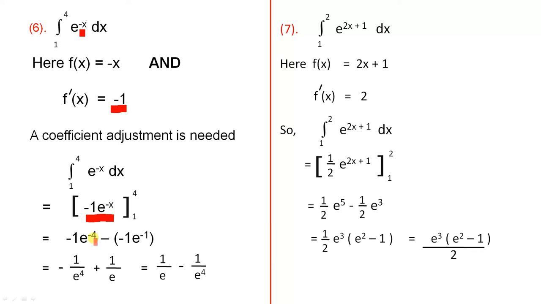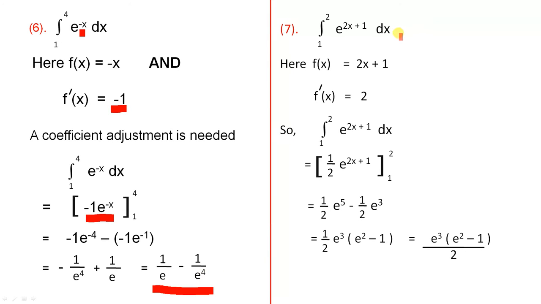So this part here is minus 1 over e to the fourth, because e to the minus 4 is 1 over e to the 4. And there's the minus sign. Here, minus times minus is a plus. So that gives you 1 times e to the minus 1, which is 1 over e. Now, we'll just swap that around to make it look a little bit better. So it's really 1 over e minus 1 over e to the fourth.